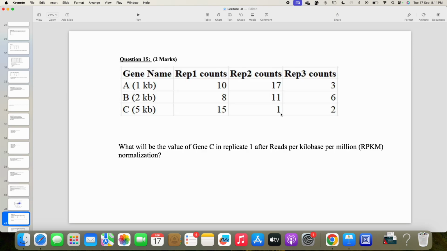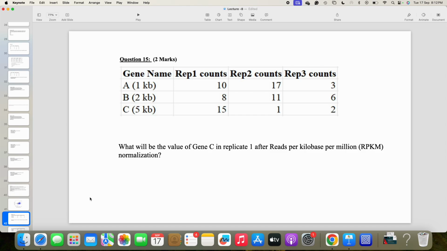So let's move to our next question. What will be the value of gene C? Here we are given a sample where 3 replicates are given, and we are analyzing 3 genes with varying gene lengths. So in this question, what is asked? What will be the value of gene C in replicate 1 after reads per kilobase per million, RPKM, normalization?